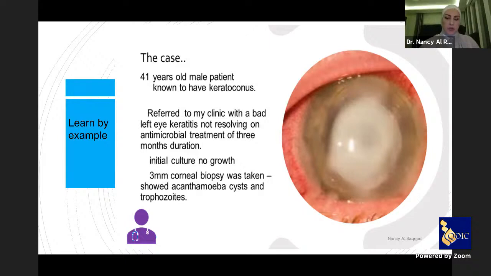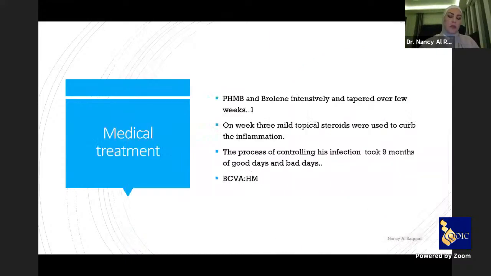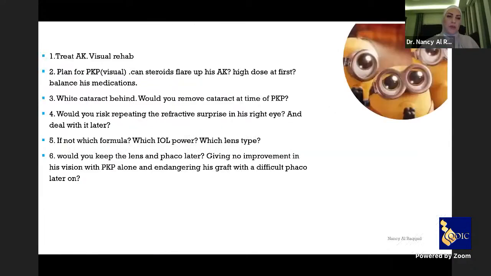Now, I had this patient who was a 41-year-old male patient with keratoconus. The right eye was transplanted, and he was pseudophakic with a refractive surprise, and the left eye showed infective keratitis that proved to be acanthamoeba. And it took me 9 months to treat him, and then the eye went into scarring, and then it was the time for visual rehabilitation.